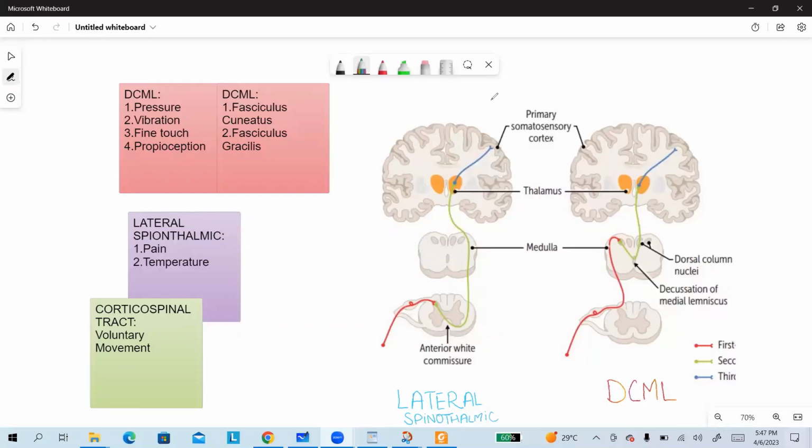So now I'm going to highlight some important differences between the lateral spinothalamic tract and the dorsal column medial lemniscus. Both of these tracts are sensory ascending tracts. The sensation carried by the lateral spinothalamic tract is pain and temperature, while the sensation carried by the dorsal column medial lemniscus is pressure, vibration, fine touch, and proprioception.